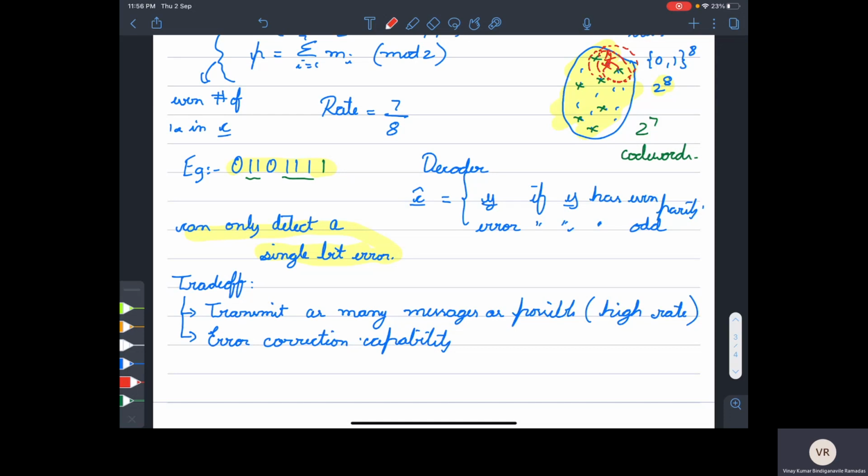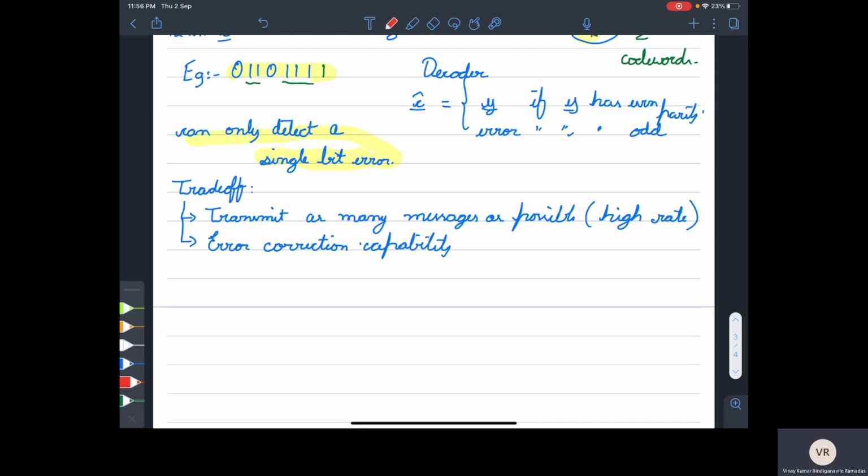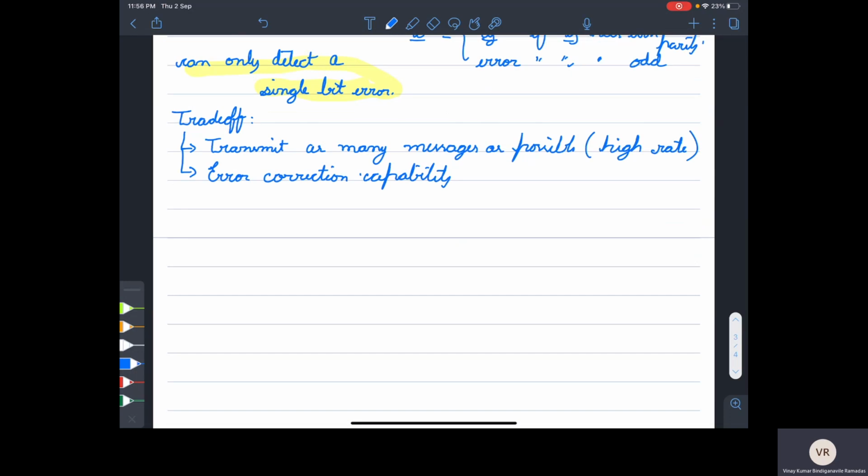So the objective now is to transmit as many messages as possible, but with good error correction capability. One of the first breakthroughs in handling this was by Richard Hamming in 1948 via the Hamming codes, which are now known as the Hamming codes.